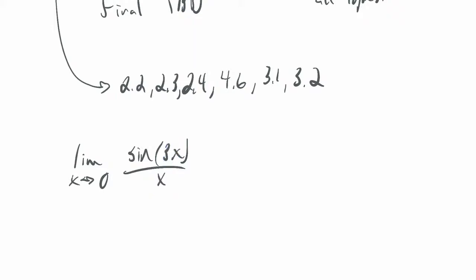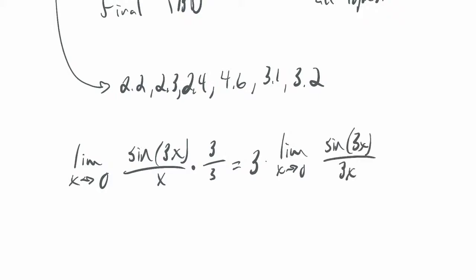You can say, oh, I need to get a 3 on the bottom, so I'm going to multiply 3 on top and bottom, right? And then these two can be grouped together. I'll have 3x on bottom, and this 3 I can move out in front. So this equals 3 times the limit as x goes to 0 of sine of 3x over 3x, so that these two things are identical.